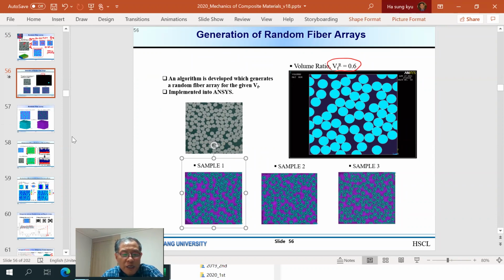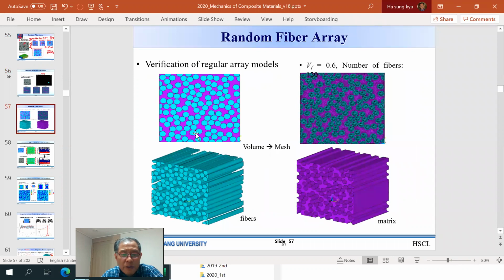This is just a cross-sectional view, but if we take a look at the three-dimensional view, this is one of the models. And the procedure is that once we have this kind of random generation, we can generate the volumes of the fibers and the volume of the resin, and you can generate the mesh.